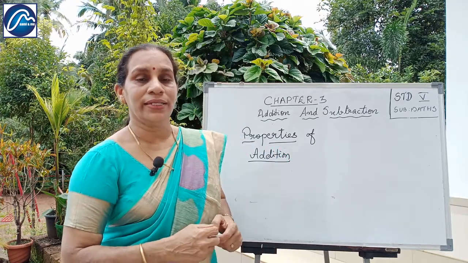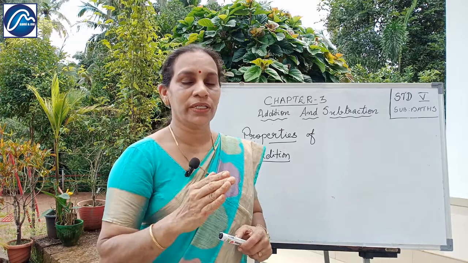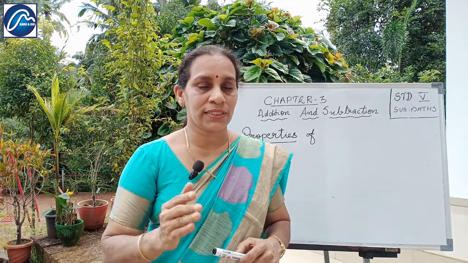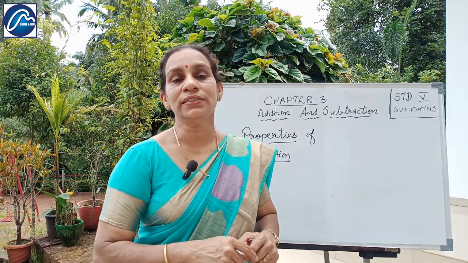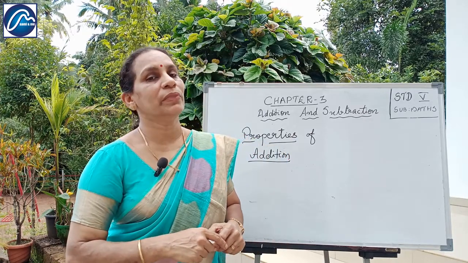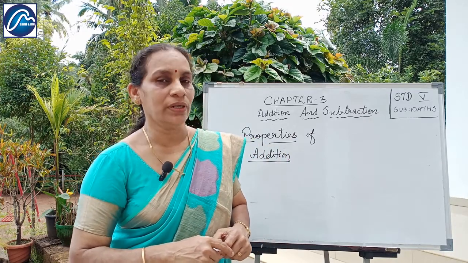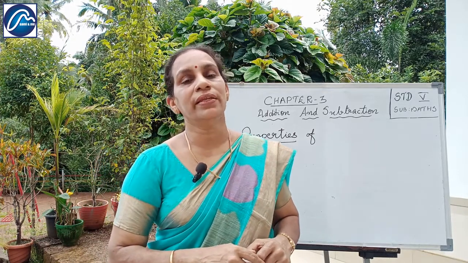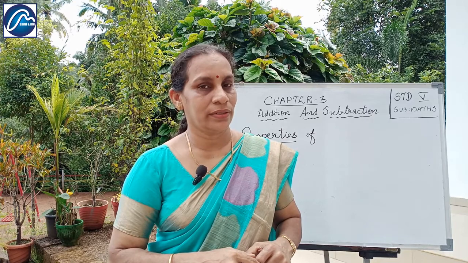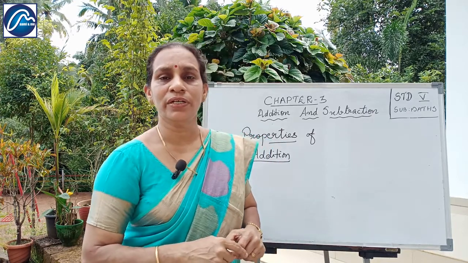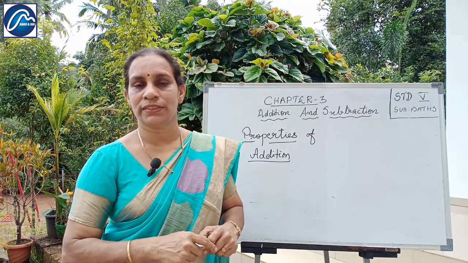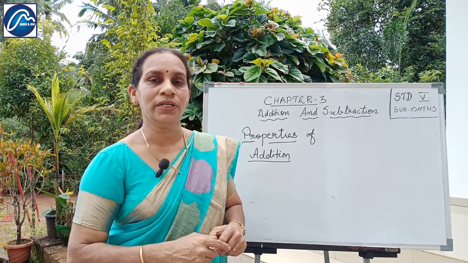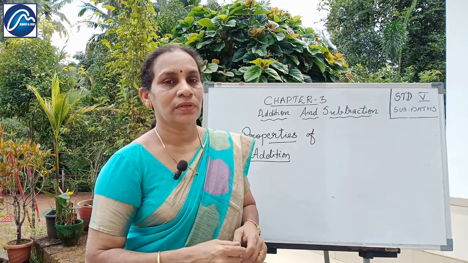When you are adding 1 to a number, you will get the next number or successor. What is it known as? It is known as successor. That means the next number. For example, 29 plus 1, 30. 99 plus 1, 100. 145 plus 1, 146. 999 plus 1, 1000. Like that.